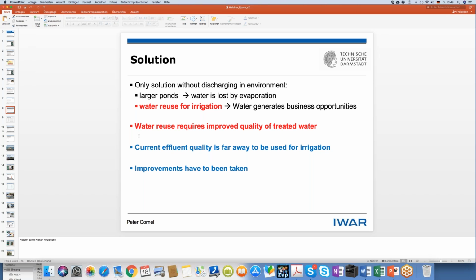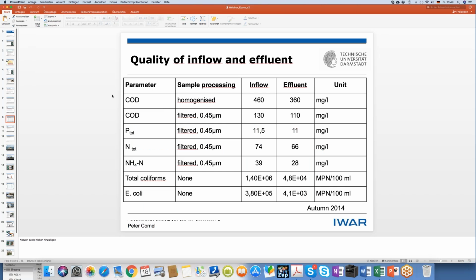So in this case, the project went to water reuse for irrigation, as also generating business opportunities. But it's clear that if you want to reuse the water, the quality has to be much improved. If we look at inflow and effluent just very briefly, we see right now there's almost no difference.